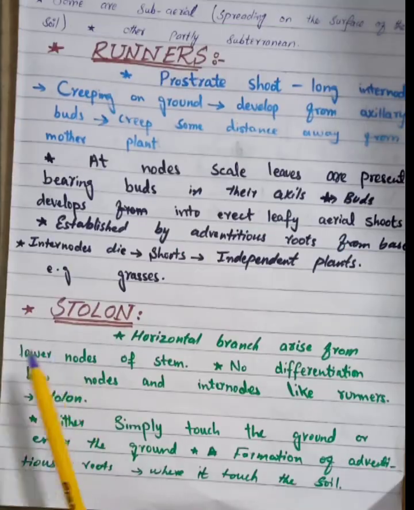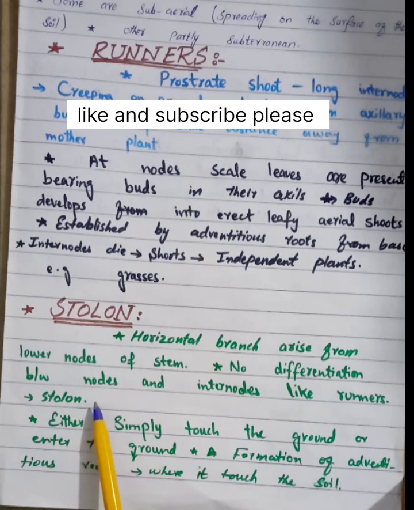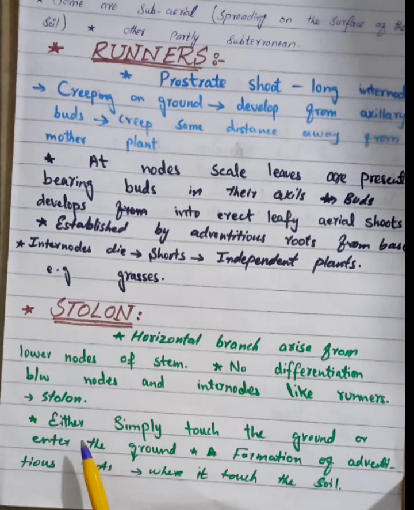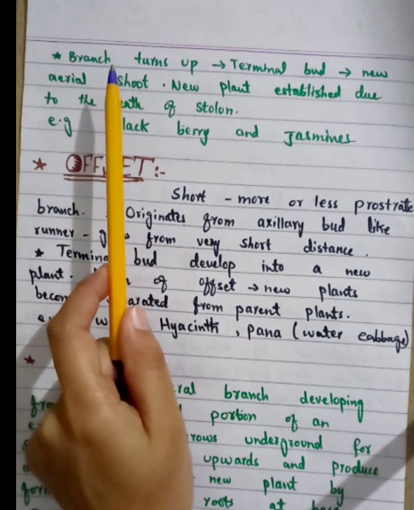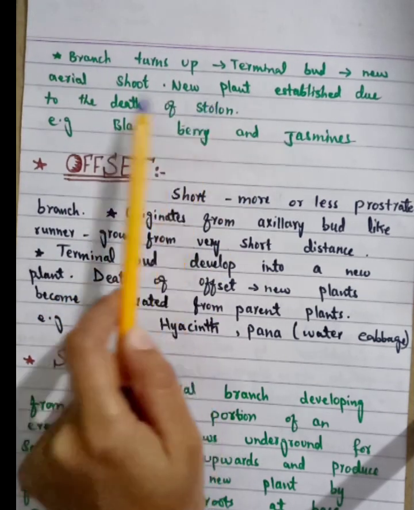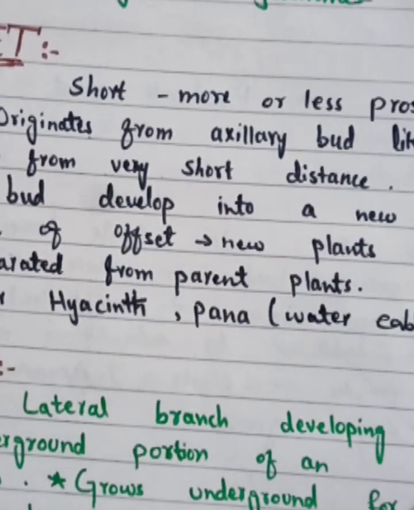The second type of subaerial modification is the stolon. In many plants, a horizontal branch arises from the lower nodes of the stem and runs parallel to the soil surface. These branches do not differentiate into nodes and internodes like runners. These branches are called stolons, and they may enter the ground or simply touch the ground. Adventitious roots develop at the point where these branches touch the soil. Then the branch turns up, the terminal bud develops into a new aerial shoot, and new plants are established due to the death of the stolon. Examples are blackberry and jasmine.